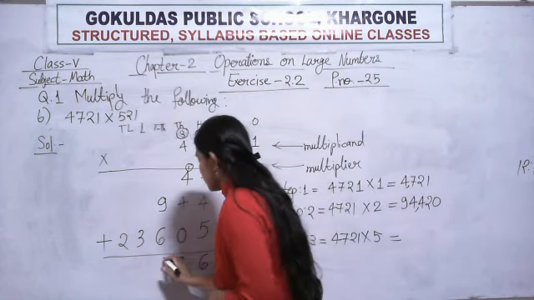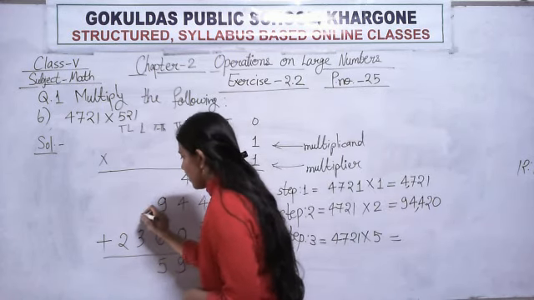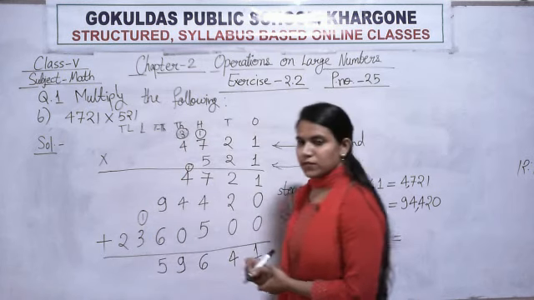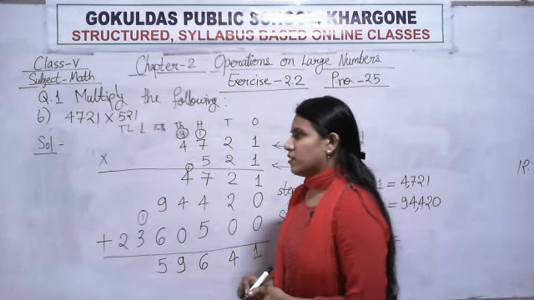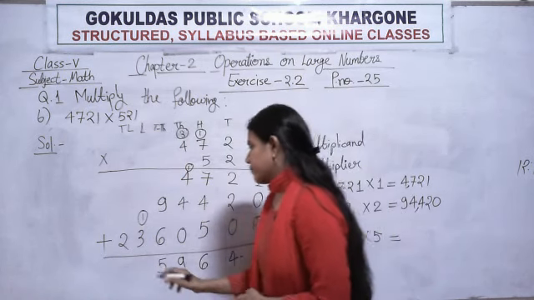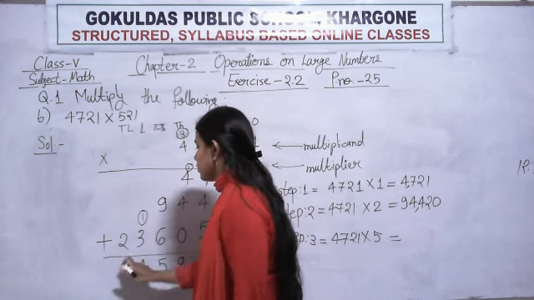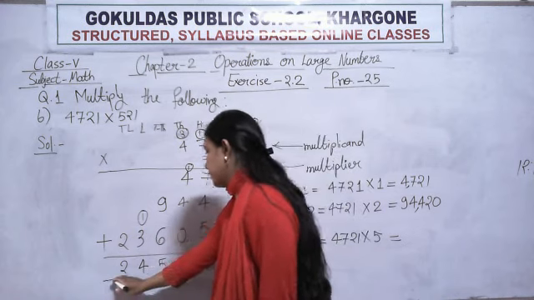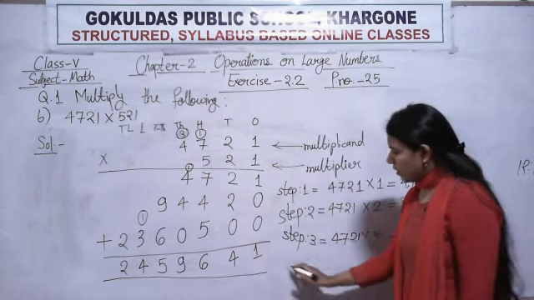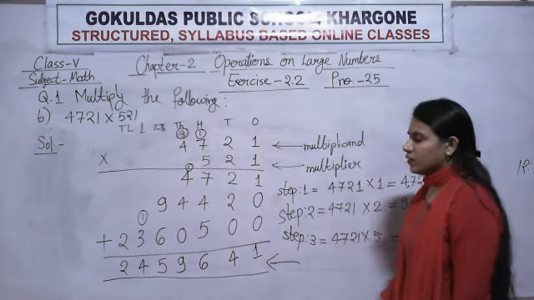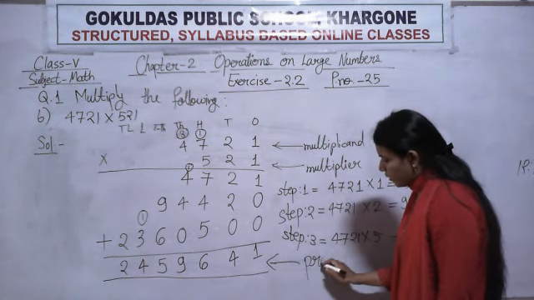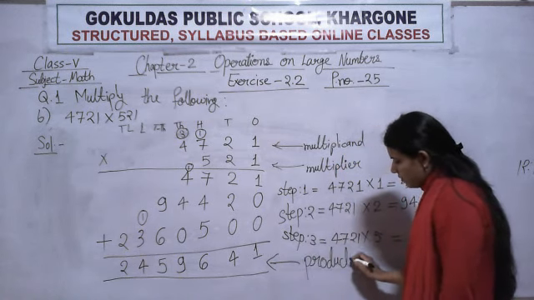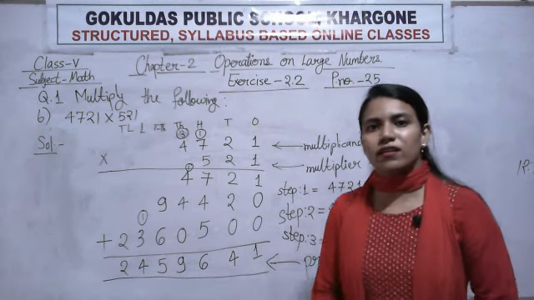9 plus 6 is 15. So 5 here, 1 will be regrouped with the next column. Now add 1 plus 3, 4 and 2 as it is, as no digits are over here. So it is your final answer. It is your answer of the multiplication. What we call it? We call it product. The result of the multiplication is called product.